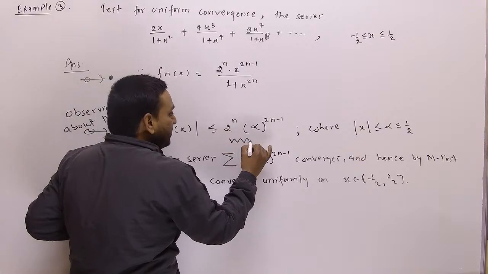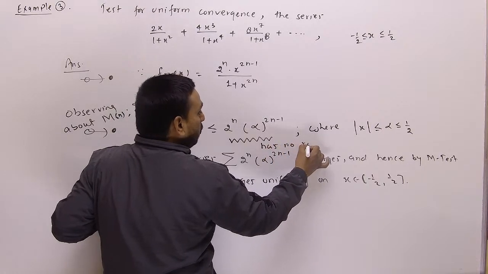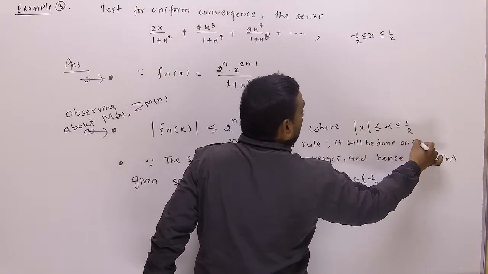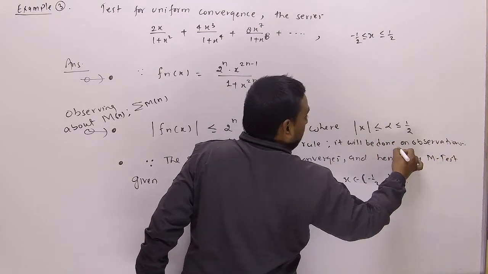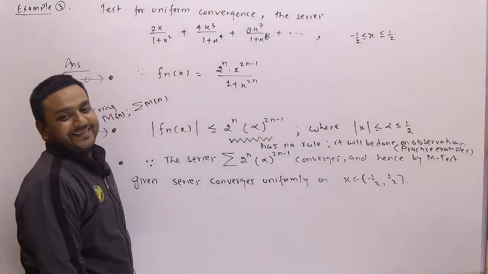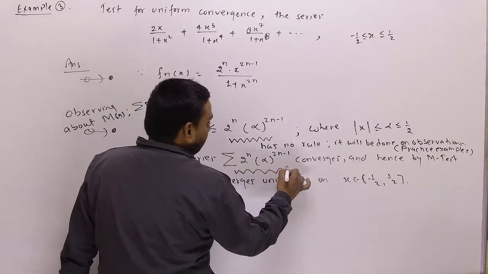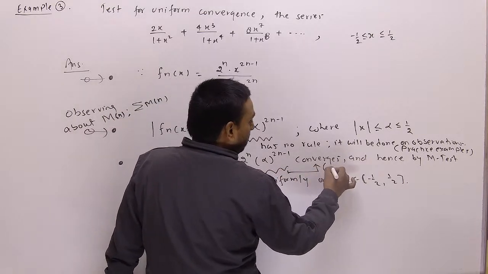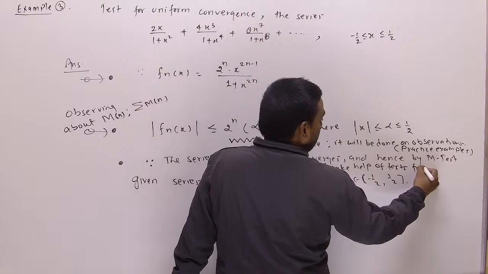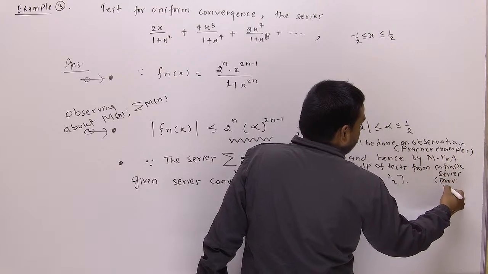So this observation again has no rule. क्या? Has no rule. It will be done on observations. ठीक है? So practice examples as simple as possible. Now, whenever you will have the series, this is convergent or not, take help of tests from infinite series previous lecture.